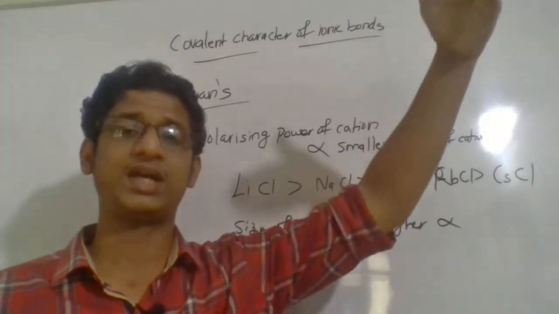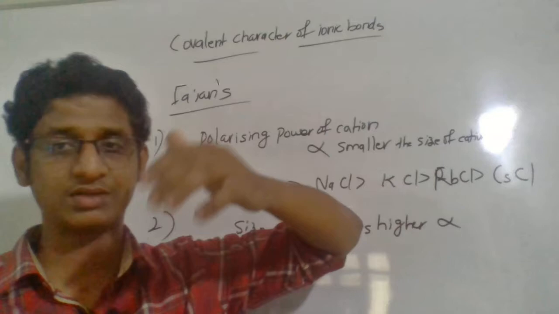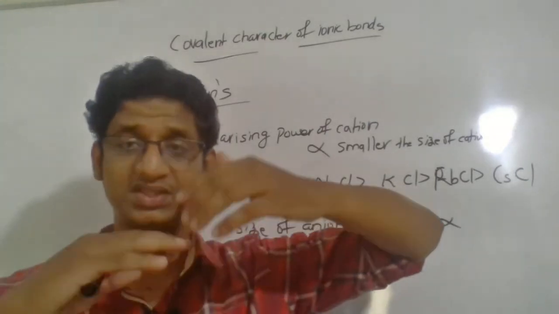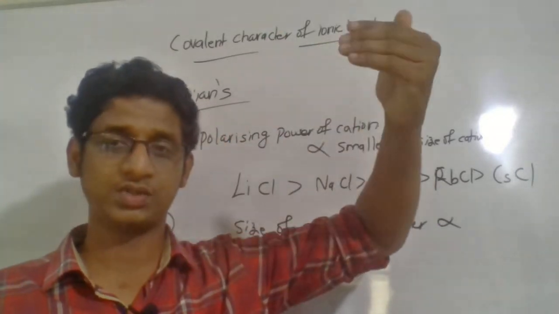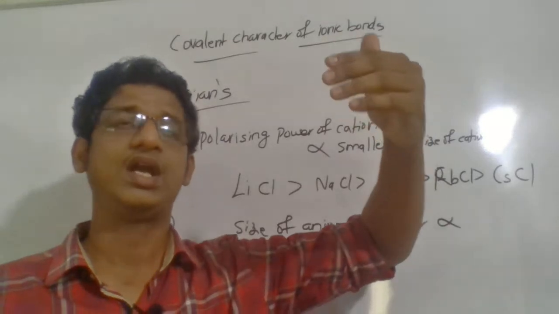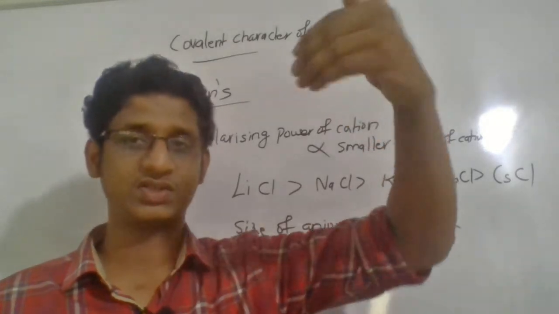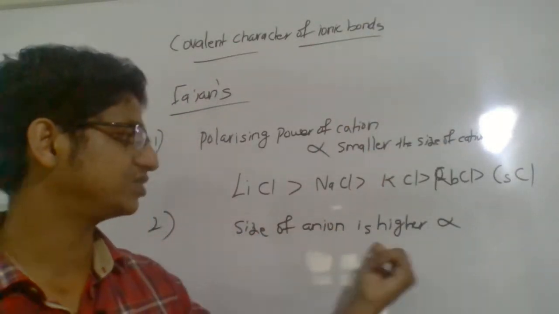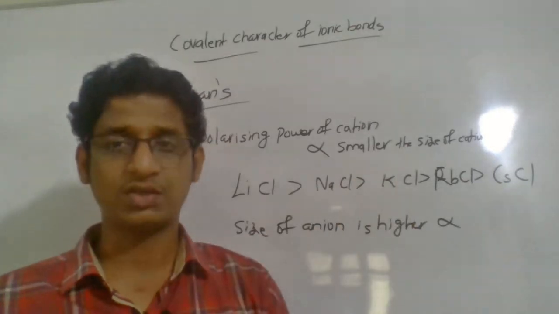The higher the size of the anion, the more inner electrons there will be. Inner electrons also have a shielding effect, which means the outer electrons experience less nuclear attraction, so a cation can easily distort an anion. So the higher the size of the anion, the greater the covalent character.